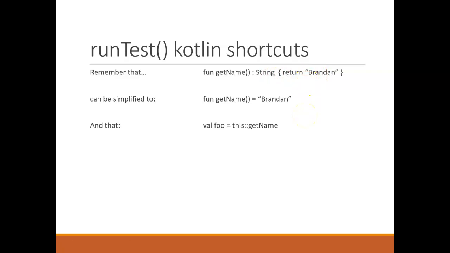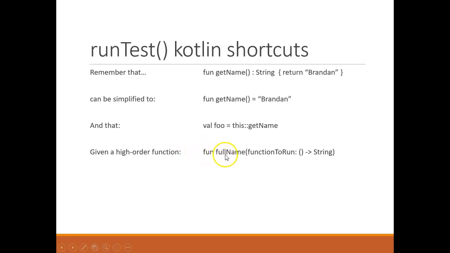Now, let's also remember that Kotlin is a functional programming language, and so we can take functions and assign them to variables. So this getName is assigning the getName function to the variable foo. Remember also that Kotlin has the concept of higher-order functions, which is where you can have a function that accepts another function as a parameter.